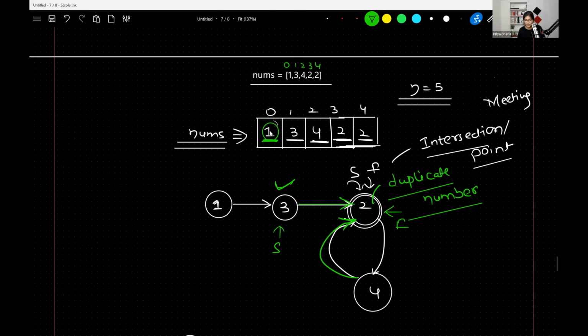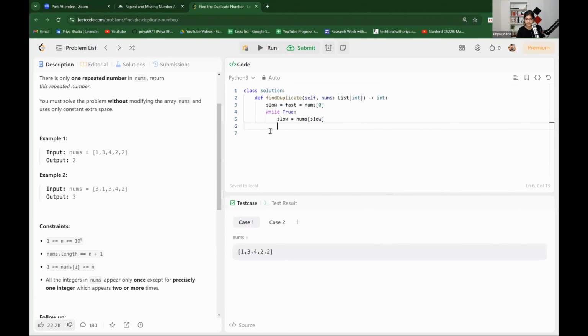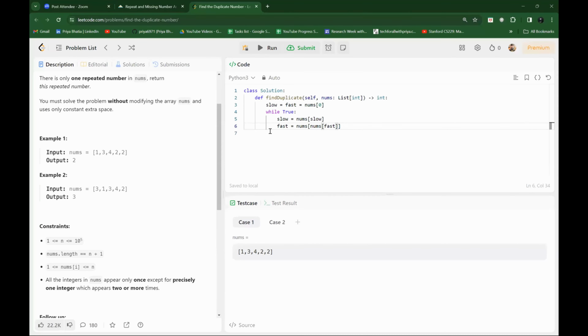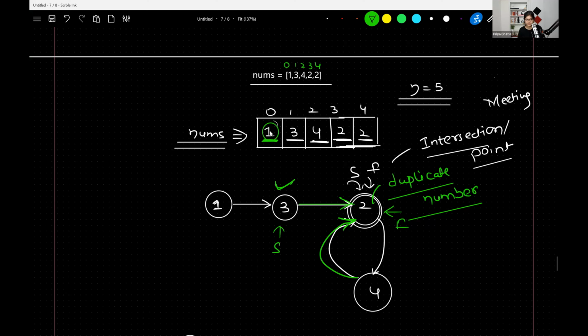How is this fast pointer value 2 coming up? Can I say it will be nums of fast? Check. But Priya, when we are initializing it, should we be initializing it as nums of 0 or just 0? Nums of 0, right? Because 0.